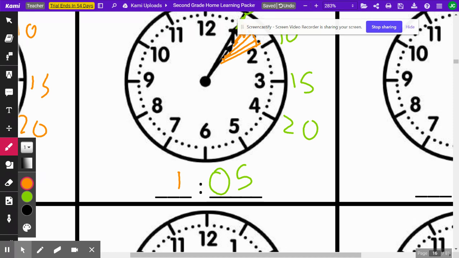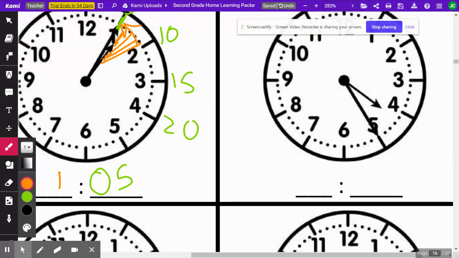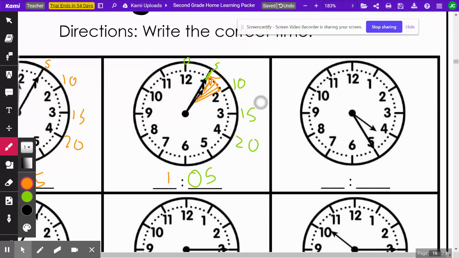All right, friends, good luck on that. I don't want to do all of them for you, but you can do it. I strongly recommend you do the minute hand first and then the hour.